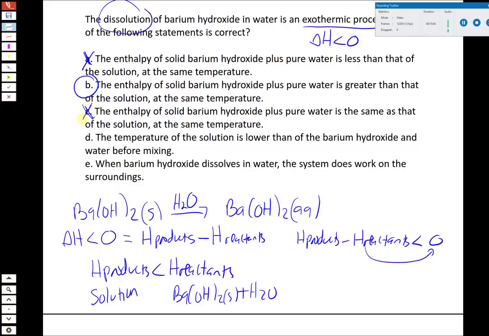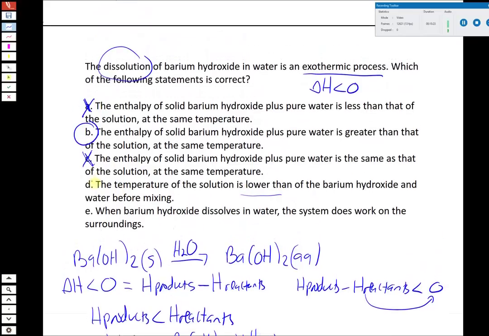So of these three choices, one of them must be correct because the relative enthalpies of reactants and products must have some relationship, either products greater than reactants, less than reactants, or the same. So choice B is the one that works. Between D and E, we can verify that these are also false. The temperature of the solution is lower.